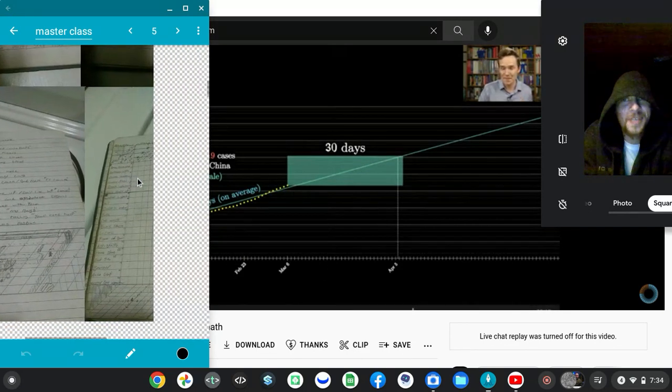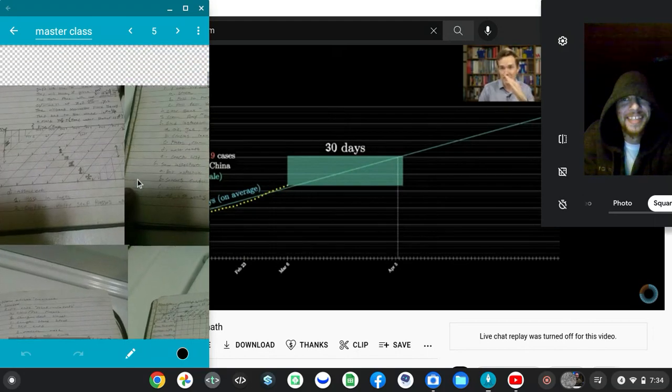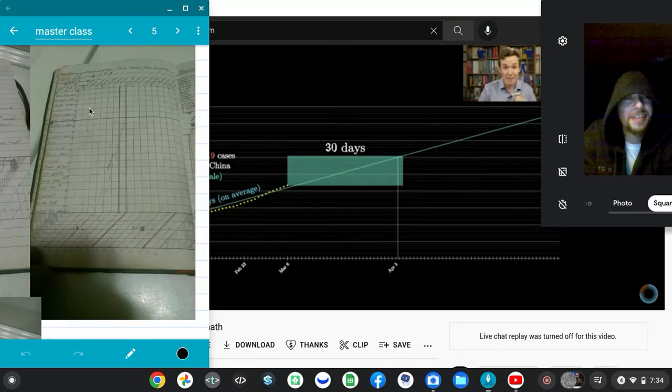Thankfully, since then, the growth has stopped being exponential. So if you look at it on a logarithmic plot, instead of going up in a straight line, you made this, huh? You're the guy that redid this.